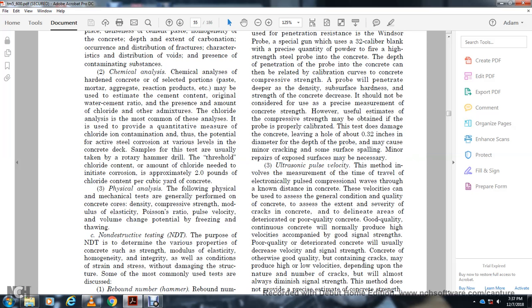Non-destructive testing. The purpose of non-destructive testing is to determine the various properties of the concrete, the strength, the modulus of elasticity, the homogeneity, the integrity, as well as the condition of the reinforcement, without damage to the structure. Some of the most commonly used tests are discussed, such as the rebound number.